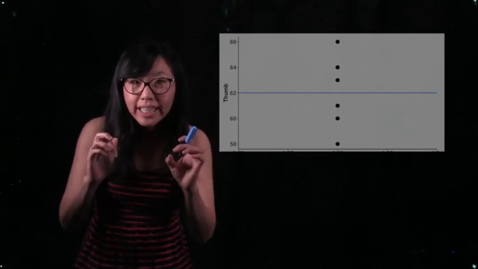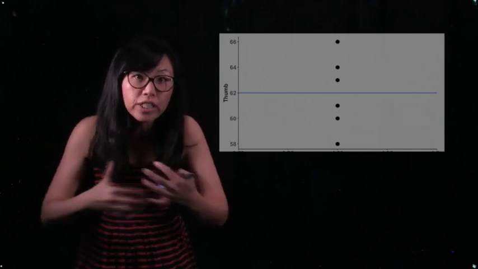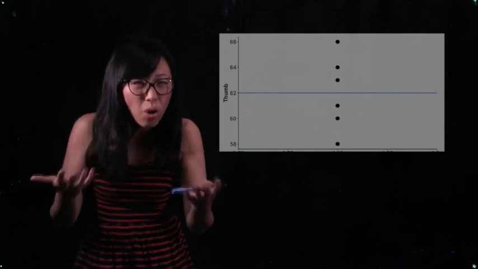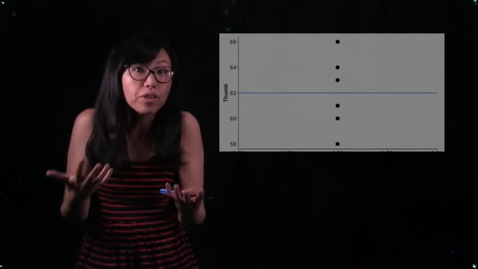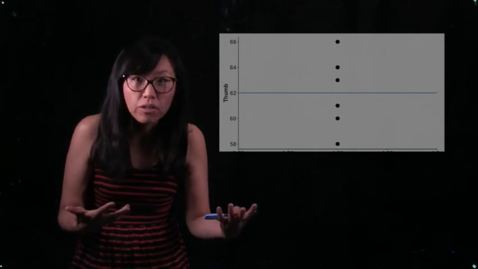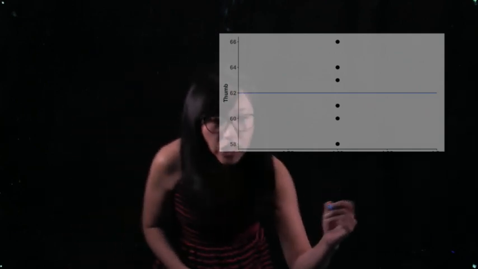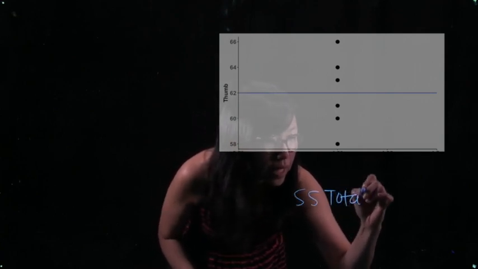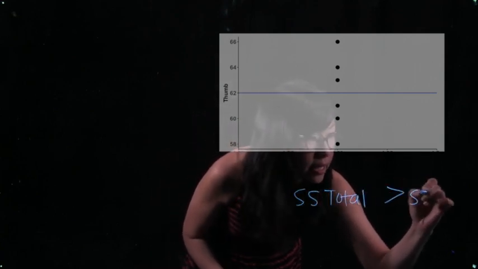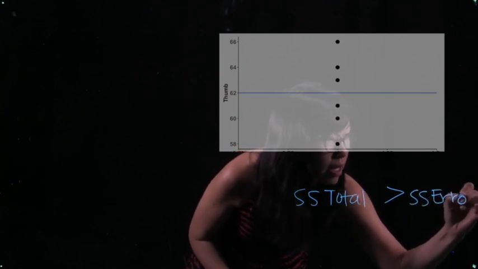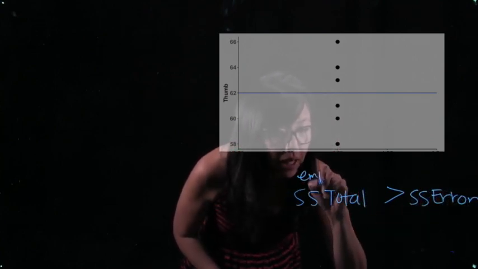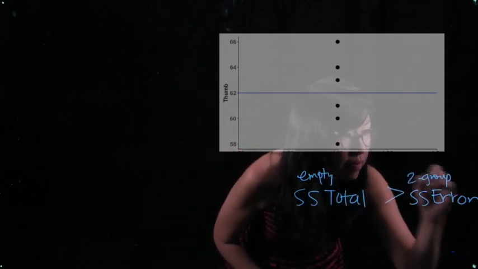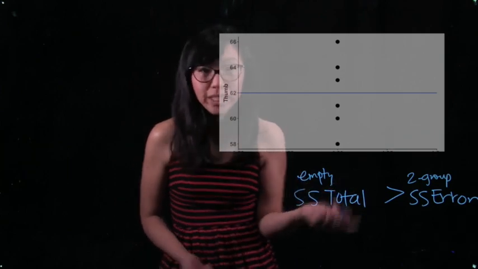And the real trick behind it is that the leftover sum of squares, so the sum of squares total from the empty model, is always going to be bigger than the leftover sum of squares from the model, right? Which we call sum of squares error. So I just want us to keep that in mind here. So the sum of squares total is always going to be bigger than the sum of squares error, right? And so this is from the empty model, and this is from the two-group model, right?